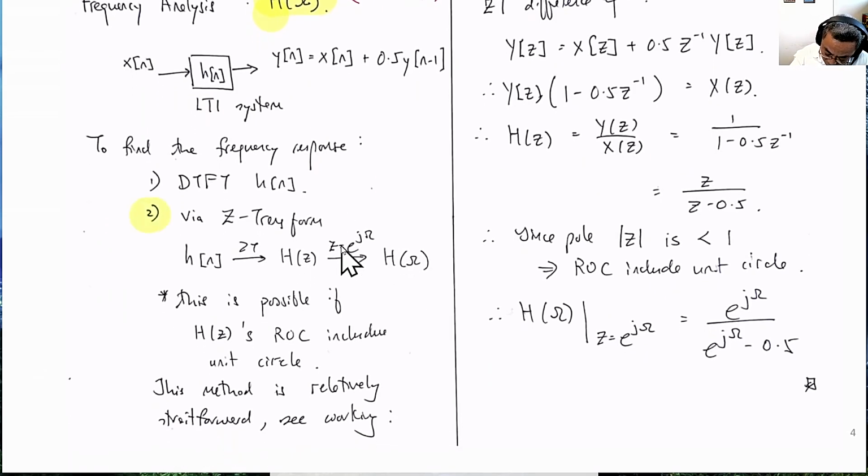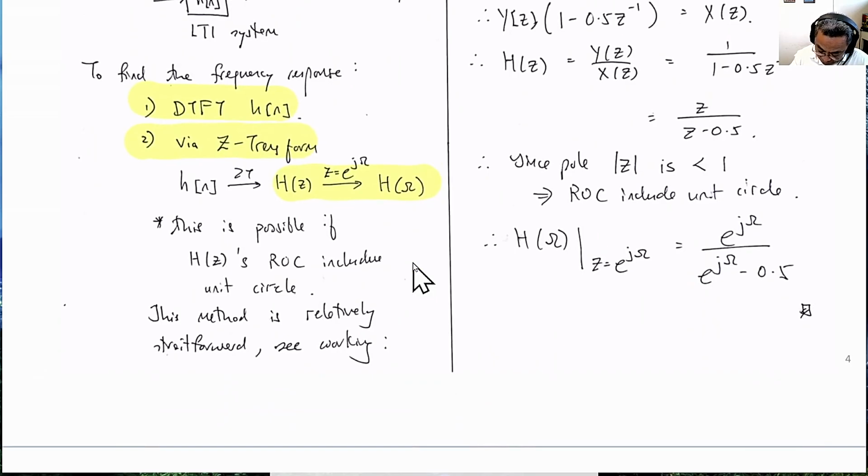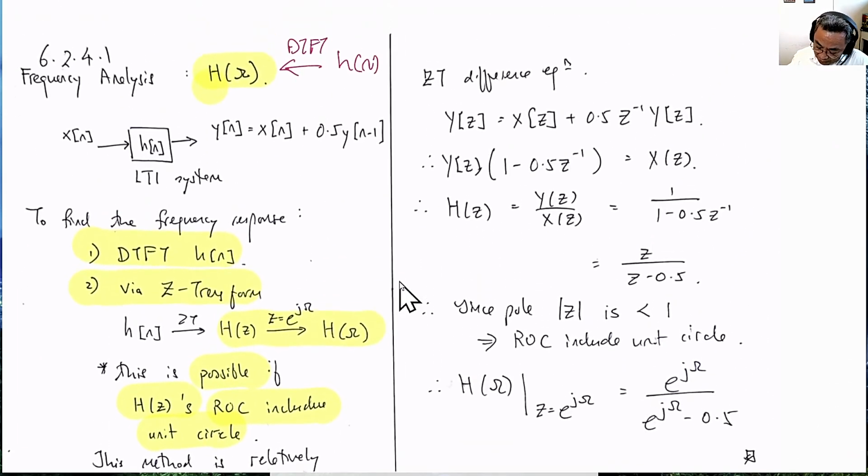So I'm going to do method 2. I've told you that method 1 is simply DTFT of h of n. Method 2 is via the Z transform. So what do we do? It is this step. We get H of z and we simply substitute z equals e to the j omega. Okay, so how is this possible? This is possible only when the region of convergence of your H of z includes the unit circle. When that happens, it means that the Fourier transform exists. Let's see the working now.